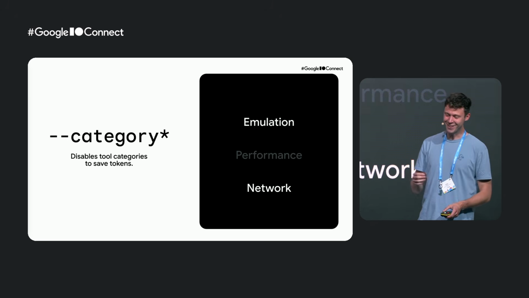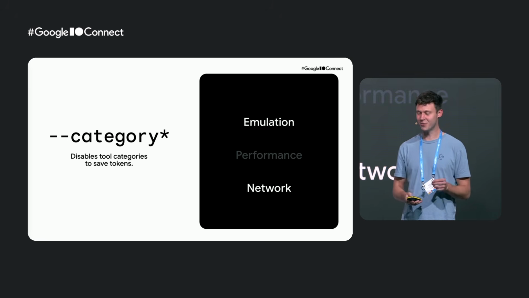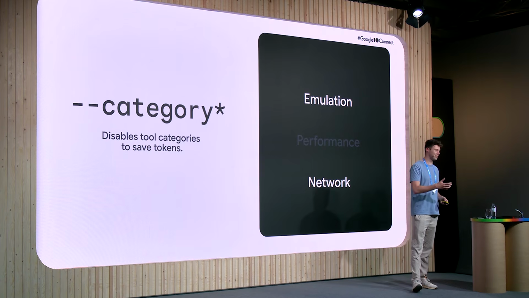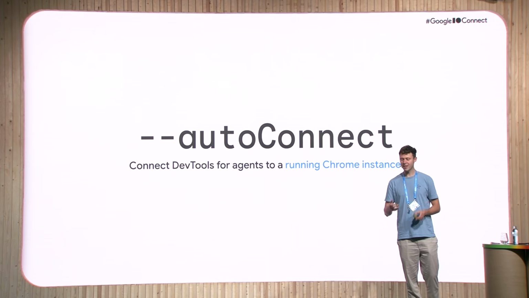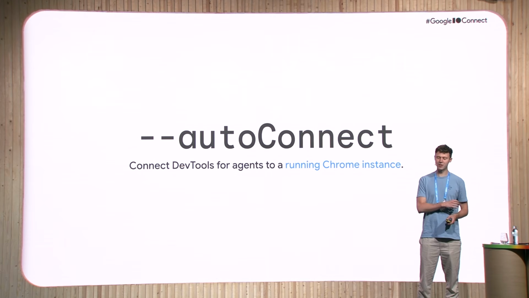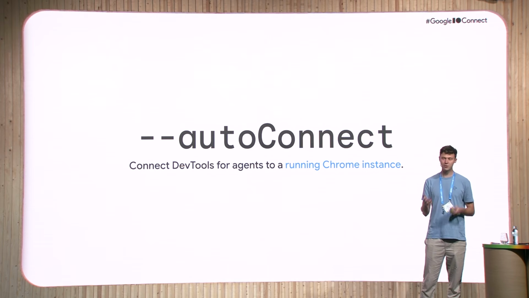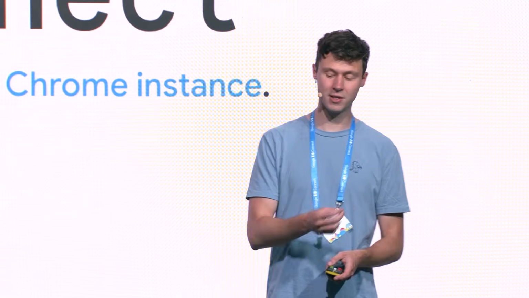And for the MCP server user specifically, there are configuration options to turn off certain tool categories to save tokens. But there is one configuration option I want to particularly highlight, which is useful for both users of the MCP server and the CLI. It's AutoConnect. Think about AutoConnect as sharing your screen with your coding agent, because AutoConnect allows your coding agent to connect to an already running Chrome instance and pick right up where you left off.